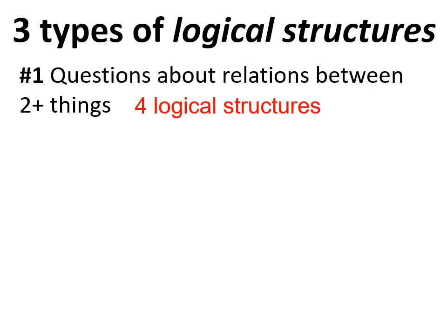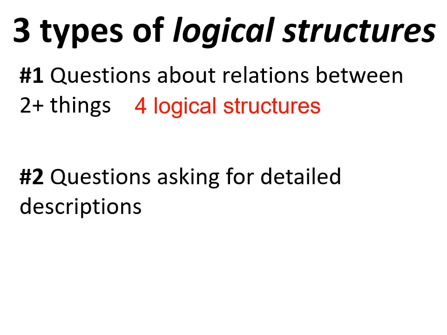And he identifies 4 logical structures, and these tend to require quantitative or numerical analysis. So that's the first 4. He also identifies a second type of logical structure that are basically research questions that are asking for what he refers to as detailed descriptions. And for this, he identifies 3 logical structures.